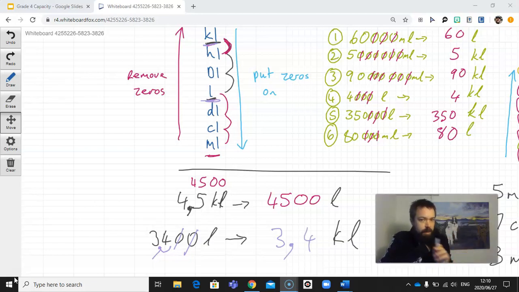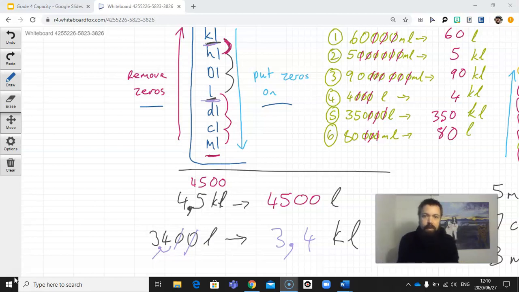If you don't get that yet, please don't stress yourself. The ones that you're going to get in grade 4 are all going to be nice ones where you can either take away a 0 or you can put on a 0. So all you've got to remember is these things. You've got to remember all of those. So use your mnemonic: King Henry's daughters love delicious caramel muffins. You've got to remember that if you're going from a small unit to a big unit, you take away zeros. If you go from big to small, you put on zeros. And if you can do that, then you're not going to have any problems with this.